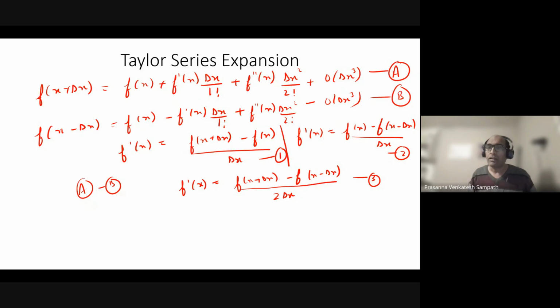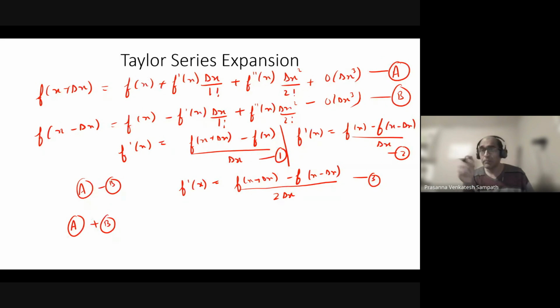Anyway, now what if I do a plus b instead of a minus b? What will I get then? If I do a plus b, the left hand side will have f of x plus delta x plus f of x minus delta x. Here these two terms will get added, f of x plus f of x, so you'll get 2 times f of x. These two terms will cancel each other out. This has a positive sign, this has a negative sign, so when I add these two equations, those two terms will cancel each other out.